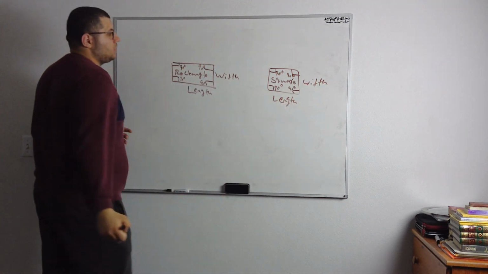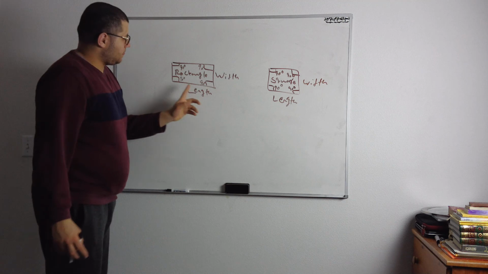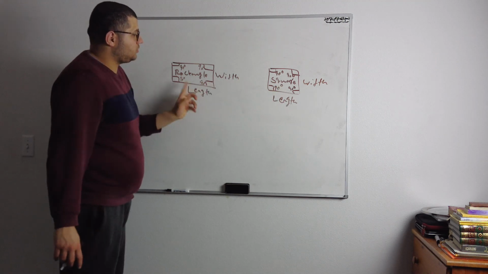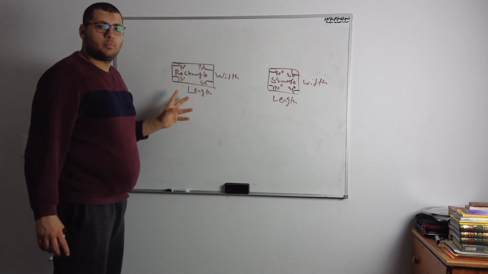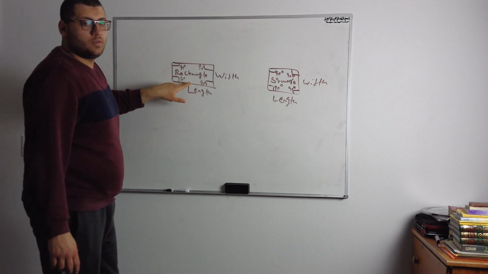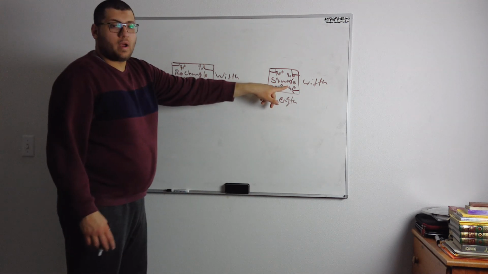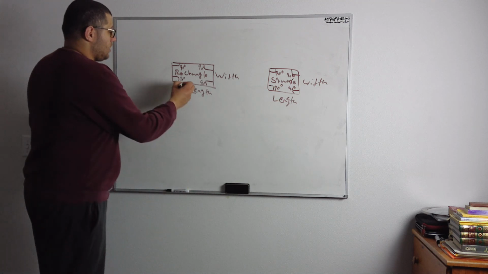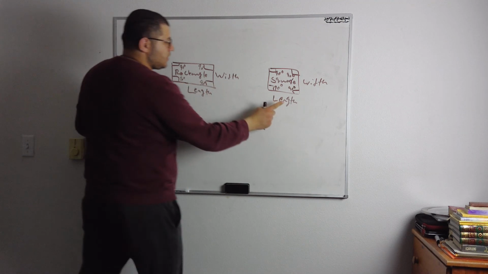All right. This is a rectangle and this is a square. These two shapes have the same number of sides: 4 sides, 4 sides. The rectangle has 4 right angles. A square has 4 right angles as well. The rectangle has a length and a width. A square has a length and a width.